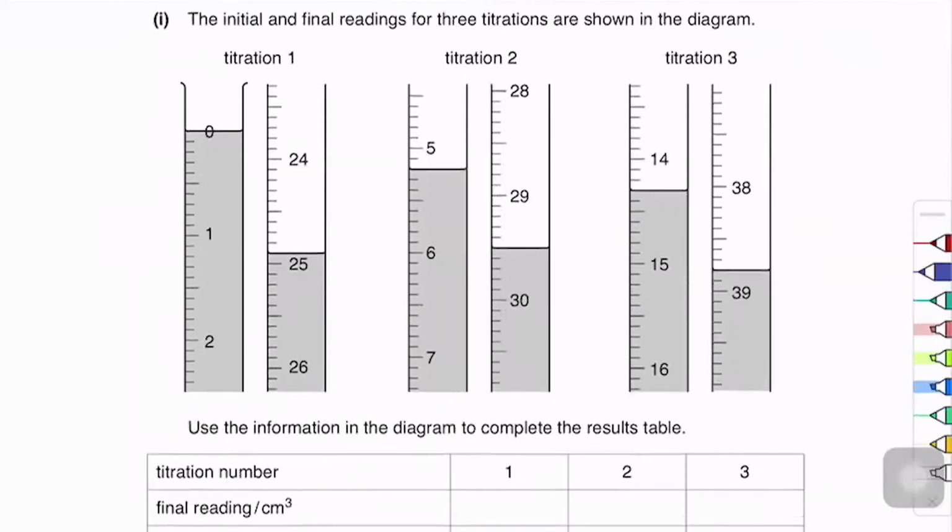All right, initial and final readings of the 3 titrations are shown. A couple of things about titration: always write them to one decimal place, even if it is 0. Don't write 0, write 0.0. Similarly, in the fourth row, we usually ask for the best titer or best titration results. Those are the two closest values. They're not the smallest values. They're always the two closest values.